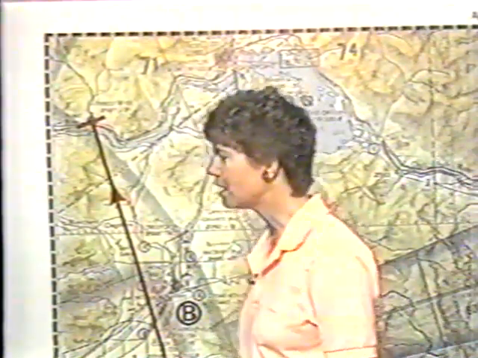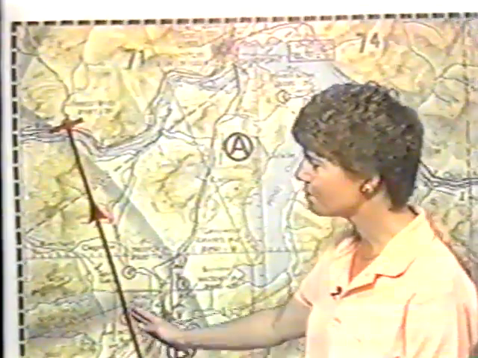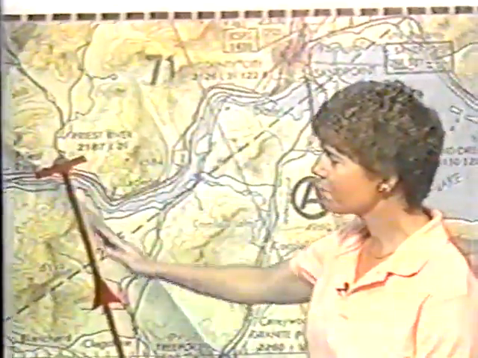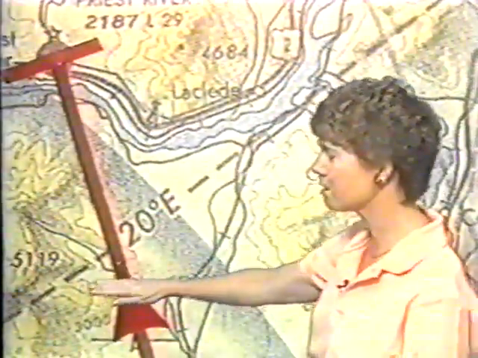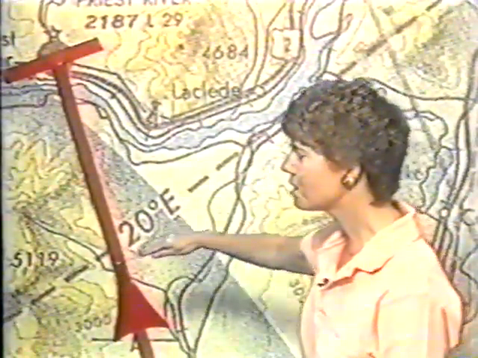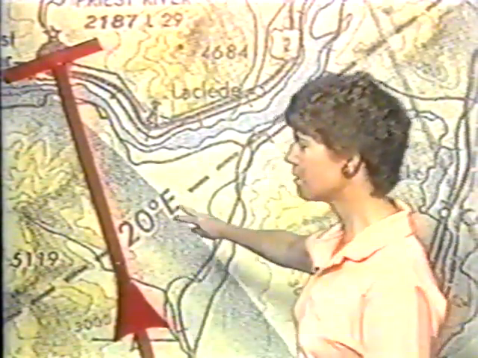That's right, the sectional chart. And what are you looking for? You're looking for the isogonic line, that red dashed isogonic line that gives you the magnetic variation. Just before we get to Priest River, there's the red dashed isogonic line running across our course, and we've got a magnetic variation of how many degrees? 20 degrees to the east.